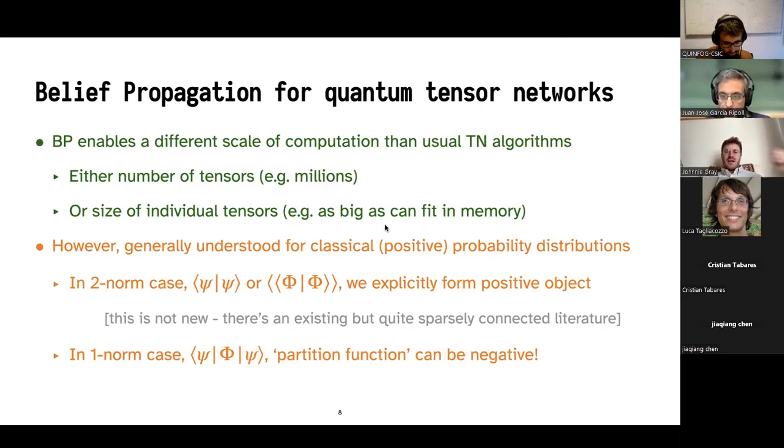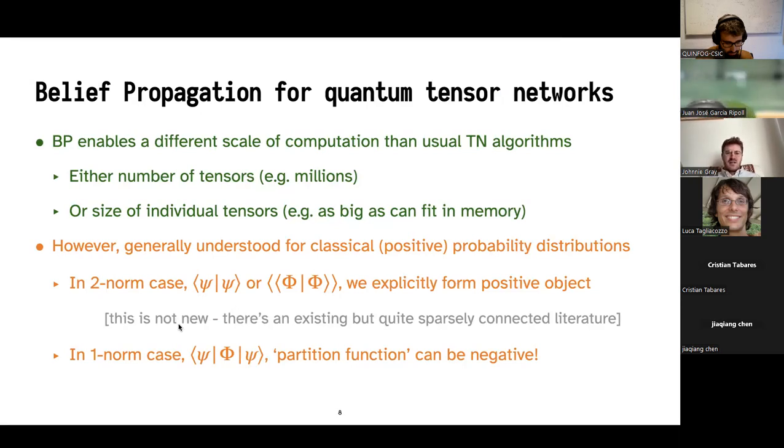So yeah, usual BP is run on some classical positive probability distribution, like one tensor per factor. In the quantum case, we form this two-norm thing, this sandwich of the PEPS with its conjugate or PEPO. And when you do this, what happens is you basically explicitly at each site form a positive object, not positive in terms of the entries, but positive in terms of a linear operator.